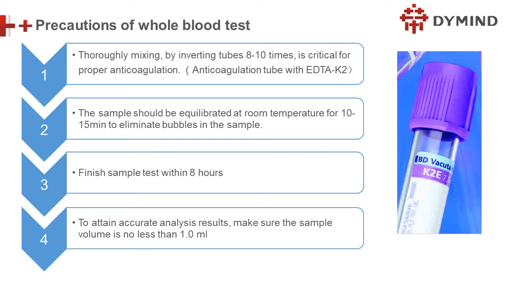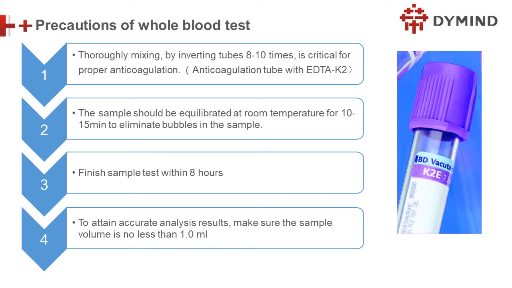Especially when we are using the autoloader, you will find this problem a lot. Why? From the first tube to the last tube, there are about 60 samples, 60 tubes in the autoloader, so it takes too much time waiting. That's why the blood will easily clot. So remember, mixing, inverting is very important. The second step is the sample should be equilibrated at room temperature for 10 to 15 minutes. For what? To remove the bubbles. If there are too many bubbles, it will affect the counting result. So that's why we have to do some waiting. Not do the test immediately, just inverting and then doing the test. It's not allowed. We have to wait for some minutes.